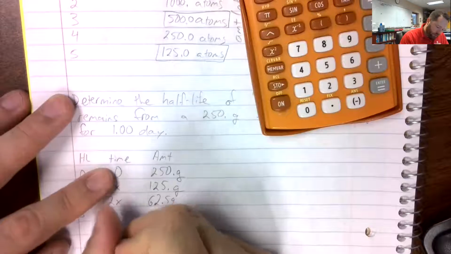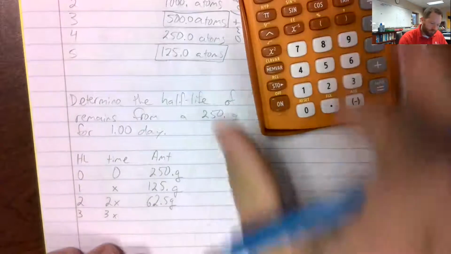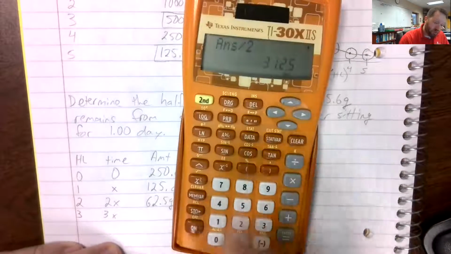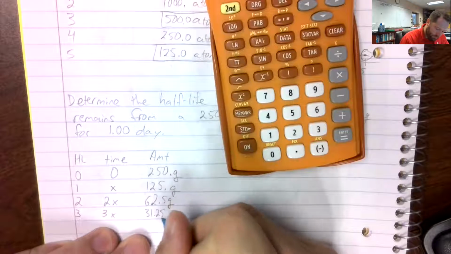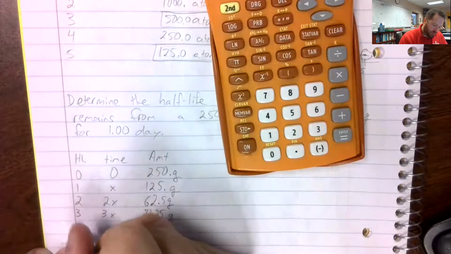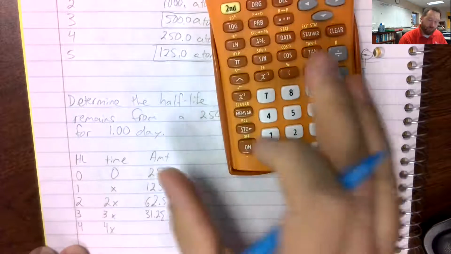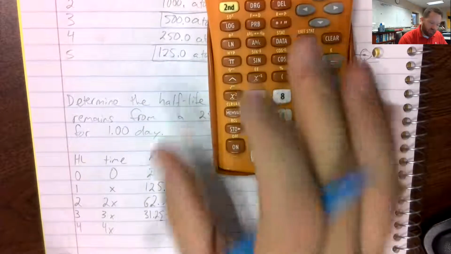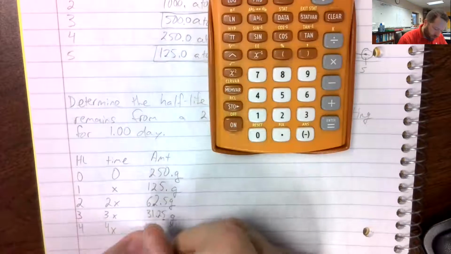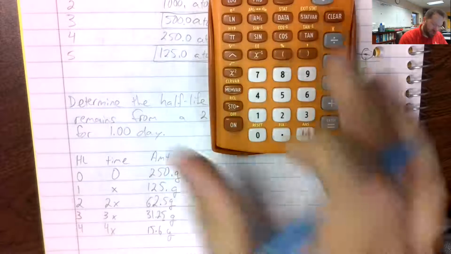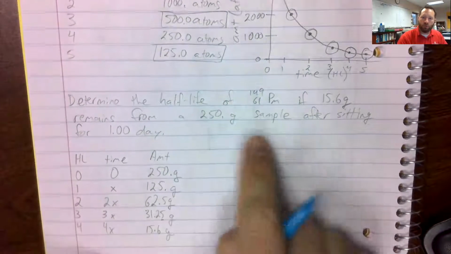After a third half-life, again, we call this 3x now. We're going to divide this by 2 again, 31.25. And after a fourth half-life, again, we call that 4x as far as our time is concerned. Divide this by 2 again, and there we go. There's our 15.6 grams.